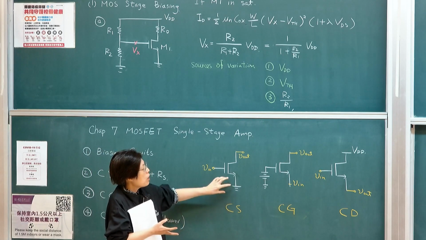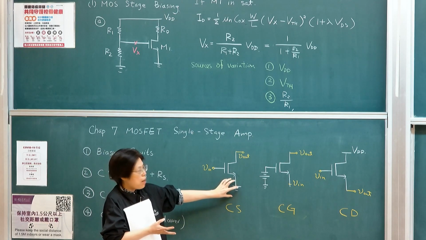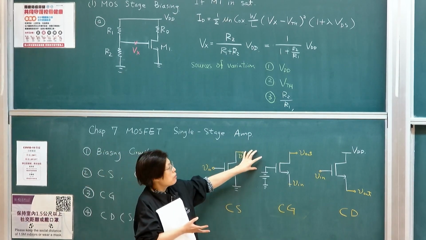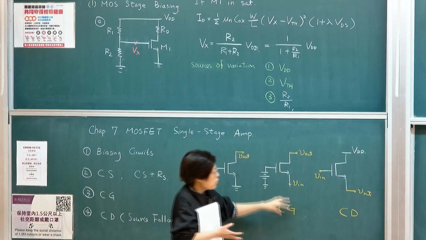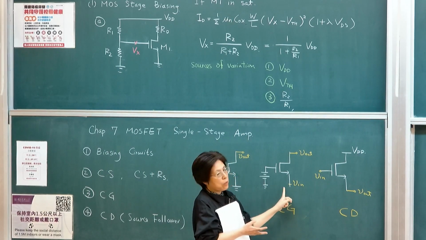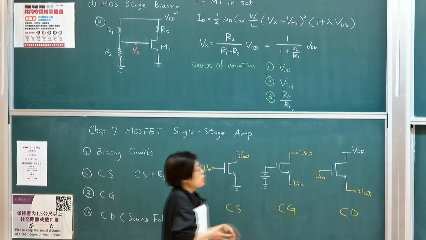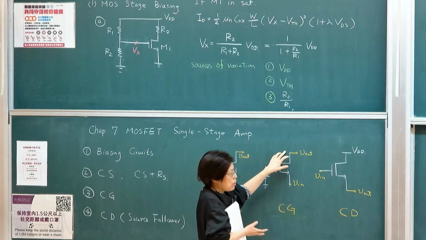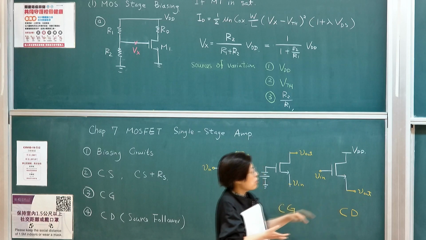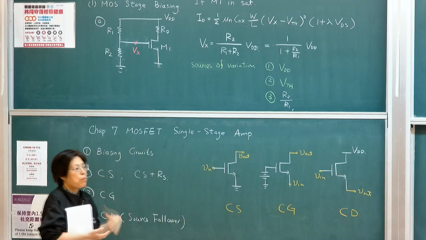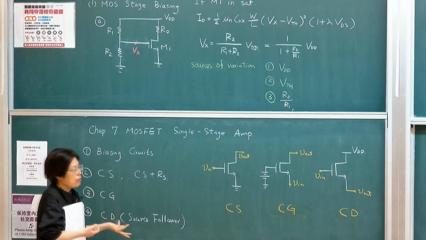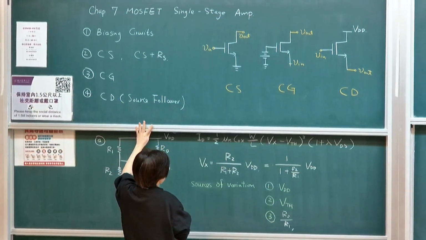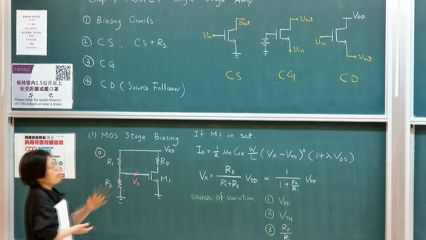For common source, of course, the source is common, with the input coming in at the gate and the output going out from the drain. For common gate, you have the input at the source terminal and the output at the drain terminal. The last is the follower circuit, which has the input at the gate and the output at the source. That's called a source follower.